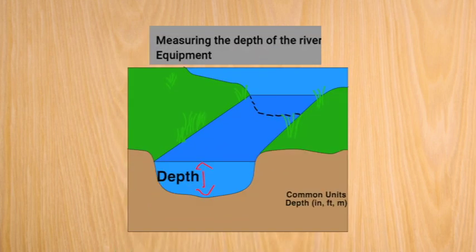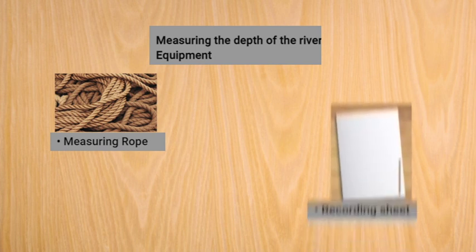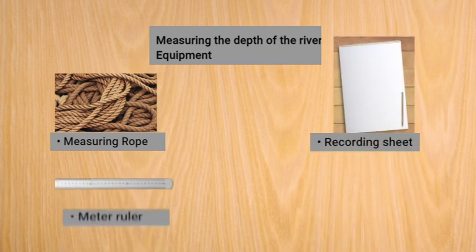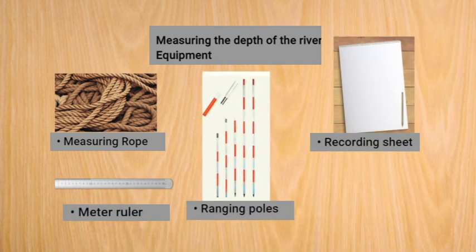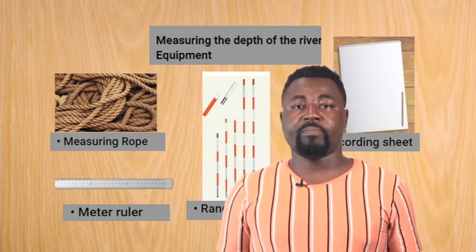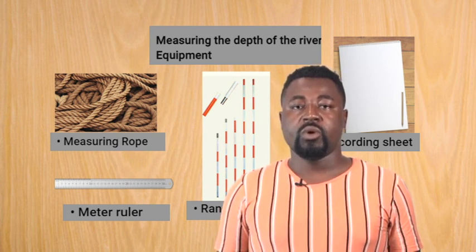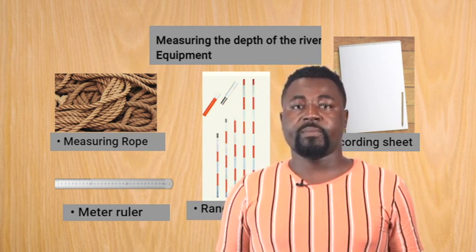Depth. When we are measuring the depth across the channel, we need the following equipment: measuring rope, recording sheet, meter ruler, ranging pole. After we have identified the correct equipment that we need and suitable sites which are safer, we do the following to measure the depth of the river.